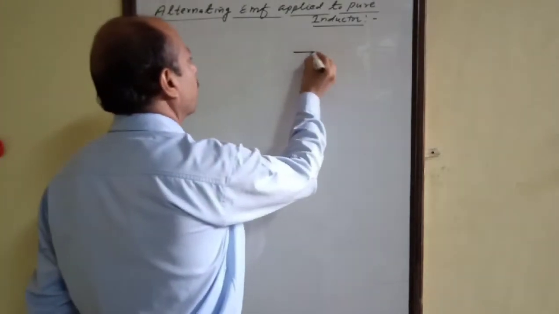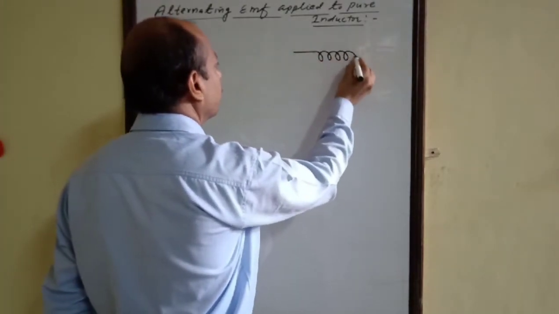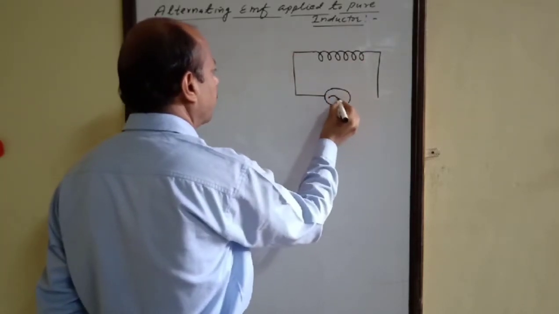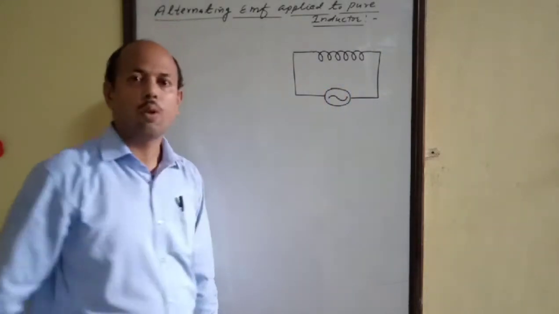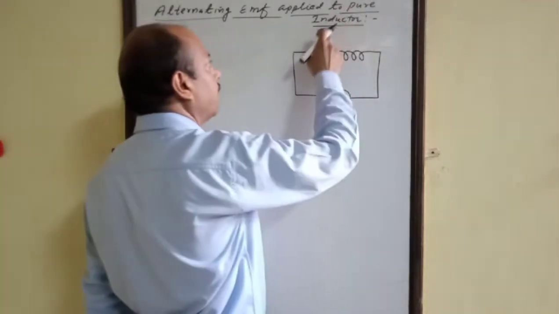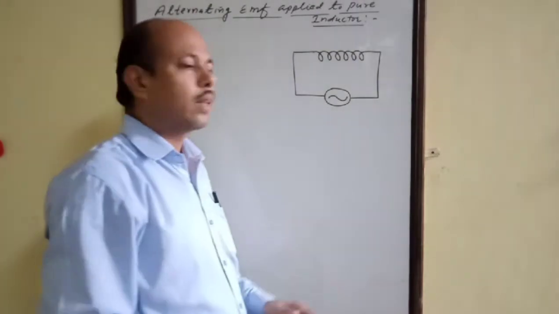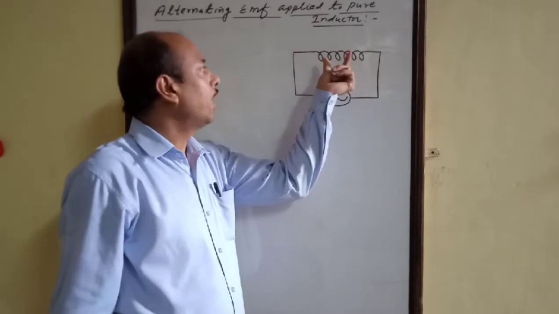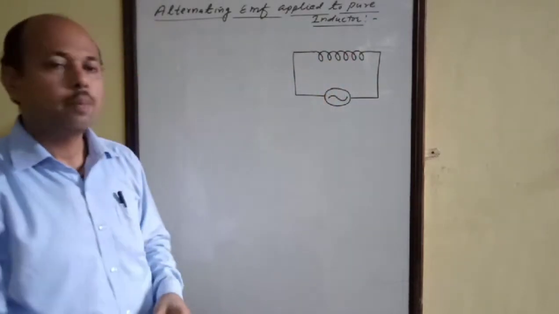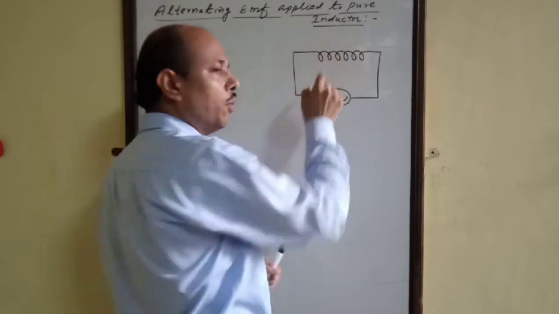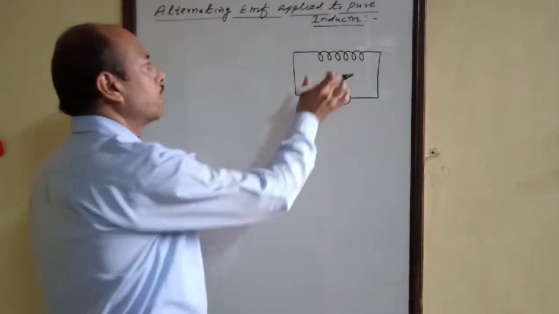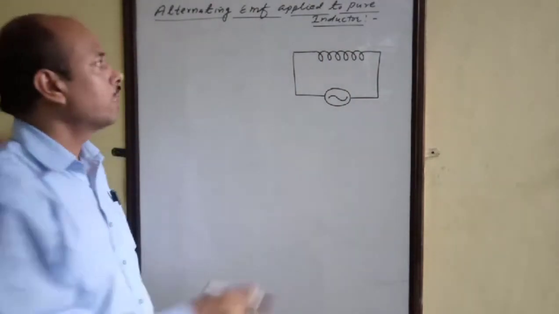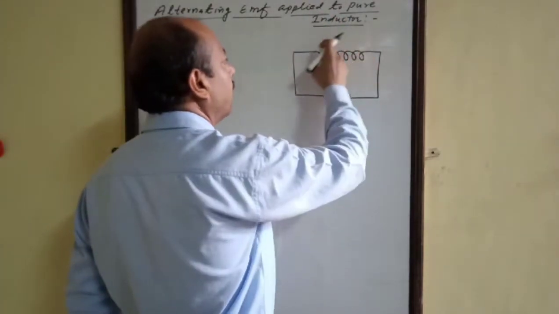So let us suppose this is a pure inductor which is connected with an alternating source. Here we are writing pure inductor because every inductor is made of some metal coil, or we can say copper coil, and copper has finite resistance. It means every inductor will have some resistance, but here we assume the resistance of this inductor is almost zero. It means we are discussing only its inductive effect.